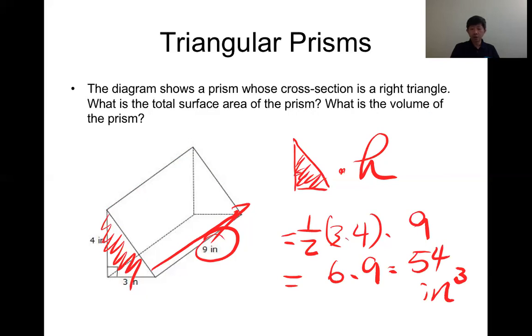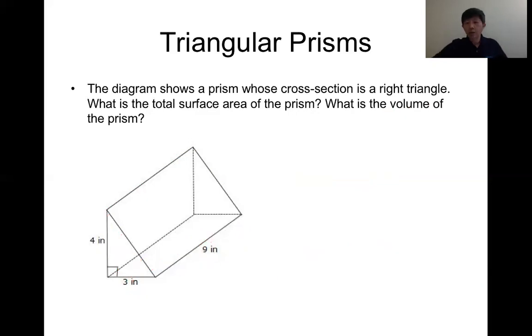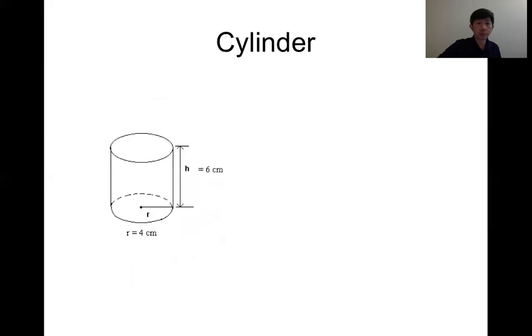Inch cube. Don't forget about the unit. Every time we find the volume, it's inch by inch by inch. Every time we fill in the volume, we have a cube. Okay. All right. So that is the triangular prism. Next is a cylinder.